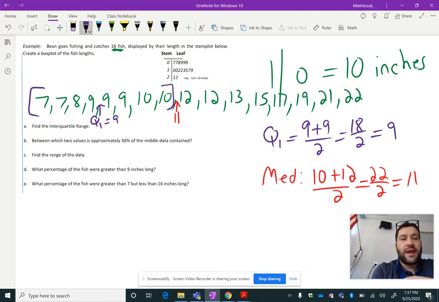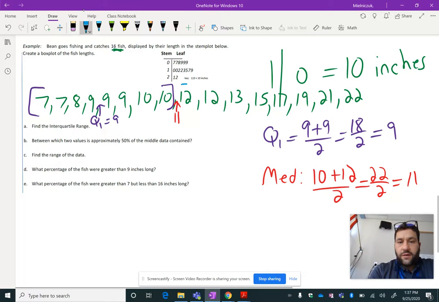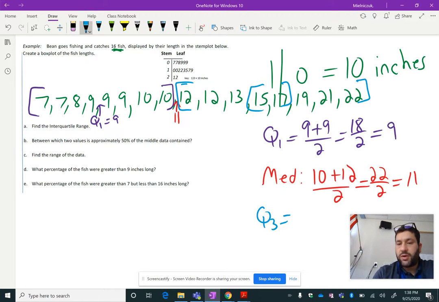Now, same thing is going to happen on the other side. So we're going to look from 12 to 22, 1, 2, 3, 4. So Q3 is going to be in between 15 and 17. So Q3 will equal 15 plus 17 cut in half, which will equal 16.